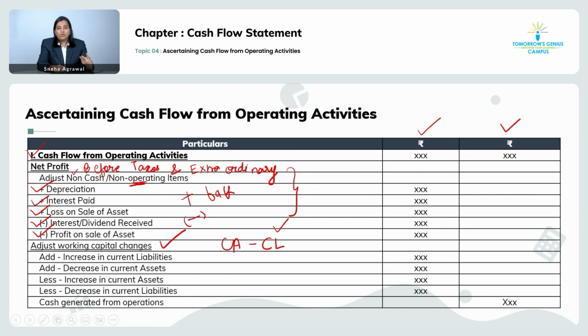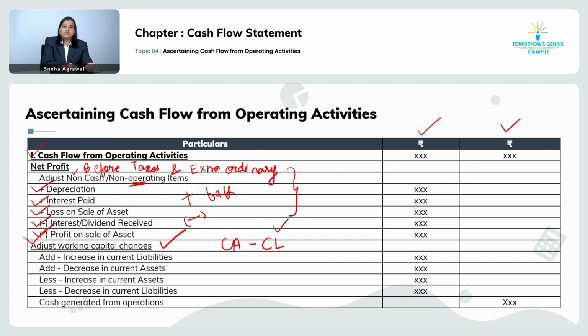You will say bank overdraft also, but in case of cash flow, we don't consider short-term borrowings. Bank overdraft is a short-term borrowing, so any changes in bank overdraft will not be considered here. We will consider that in the financing activity, since in case of borrowings we don't make any difference whether it is short-term or long-term borrowings. Let's see what we do with the adjustment in the working capital.